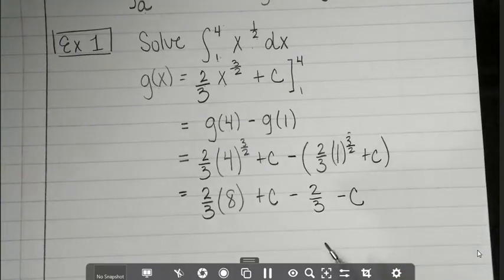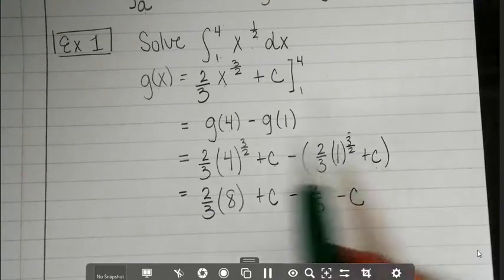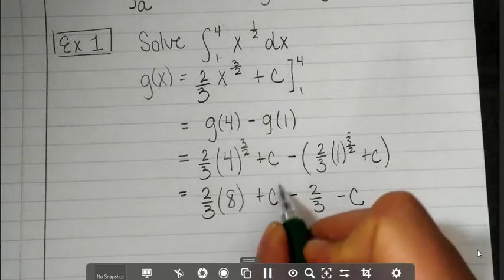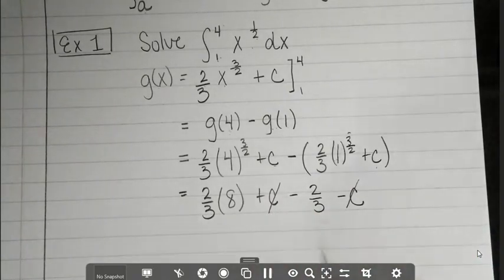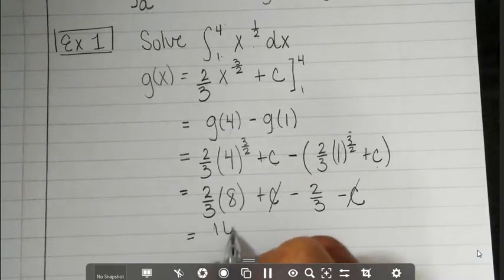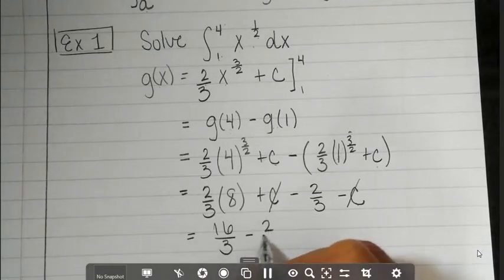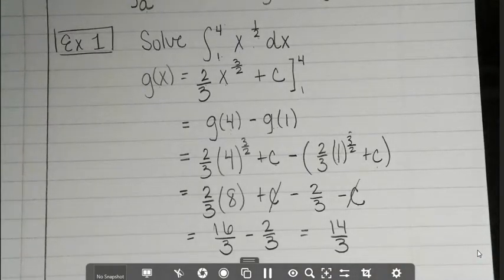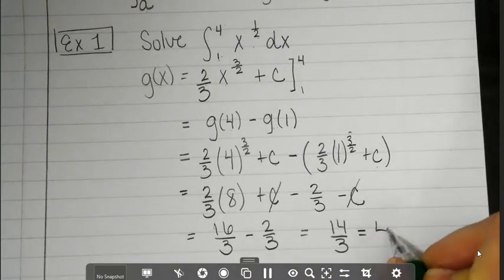So you can see what's happening to these C's. These are just constants that end up becoming opposites, because we are subtracting the functions. So really the C's end up canceling out. You don't need to repeat this every single time when you're finding the definite integral. These constants are always going to cancel out. So basically what you end up with is 16/3 minus 2/3, or in other words, we get 14/3, which is 4 2/3.